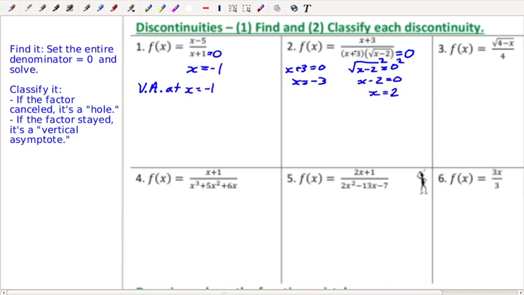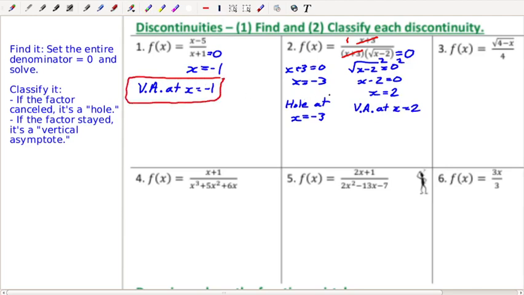Now this first one, which comes from the x plus 3, actually does cancel because I have an x plus 3 also in the numerator. So the x plus 3 and the x plus 3 cancel, telling me that this must be a hole at x equals negative 3. On the other hand, this root x minus 2 does not cancel. It stays in the denominator, so this must be a vertical asymptote at x equals 2. Let's actually box our answers. I forgot to do that in the first one. So vertical asymptote at x equals negative 1. And here we've got a hole at x equals negative 3 and a vertical asymptote at x equals 2.